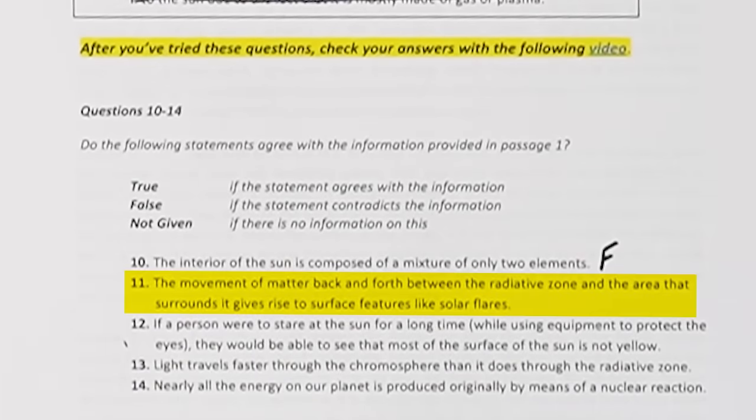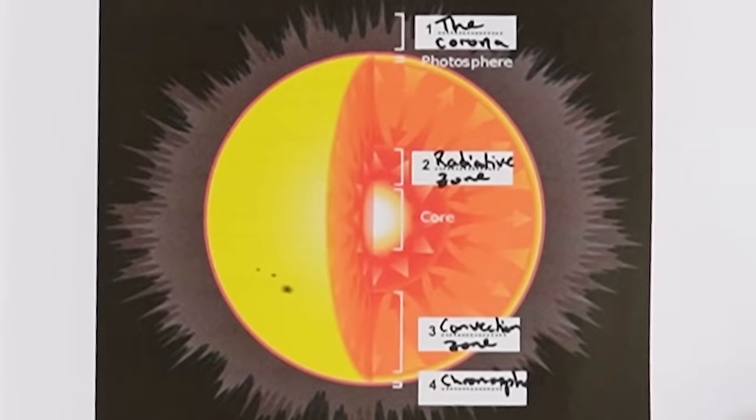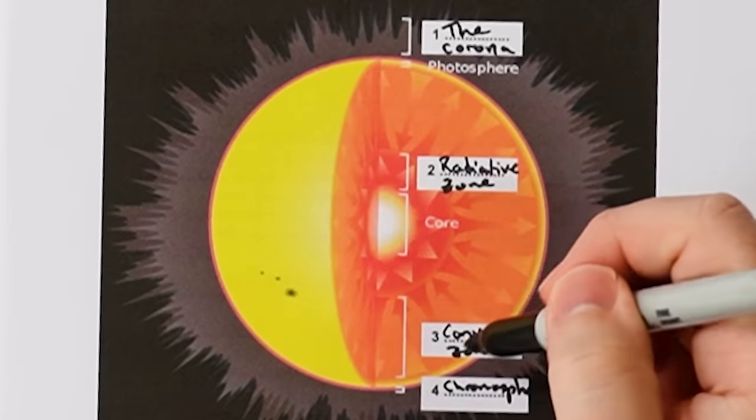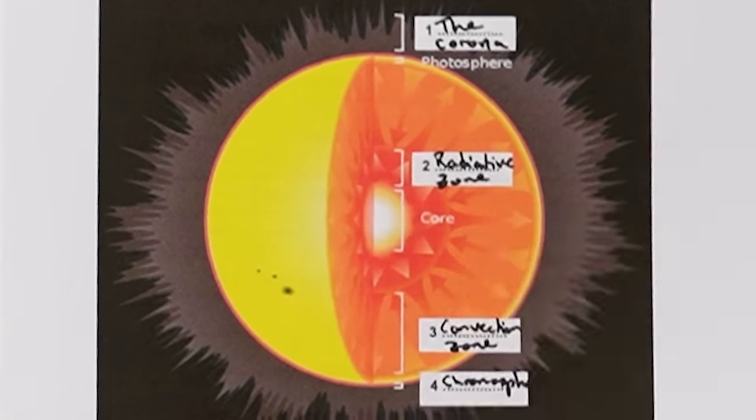So the movement of matter back and forth between the radiative zone and the area that surrounds it gives rise to surface features like solar flares. So, the radiative zone and the area that surrounds it. Remember, we have our little diagram here: the radiative zone and the convection zone. So we're talking about those two areas. So the correct answer is probably in this area.